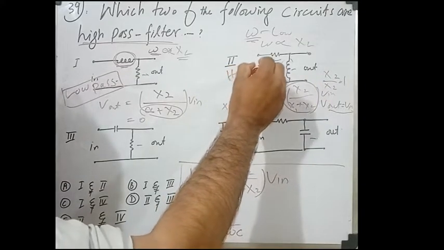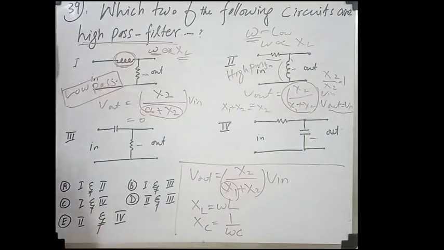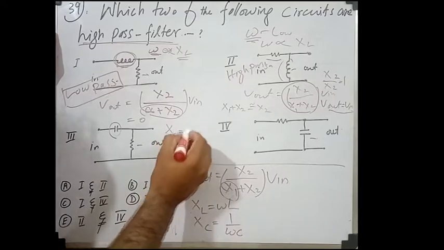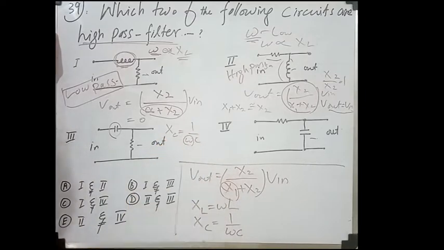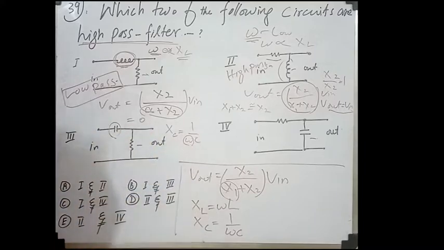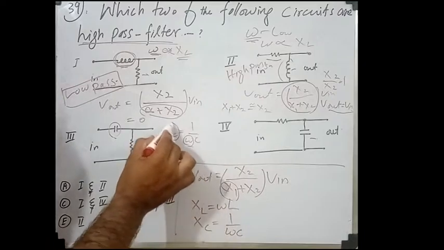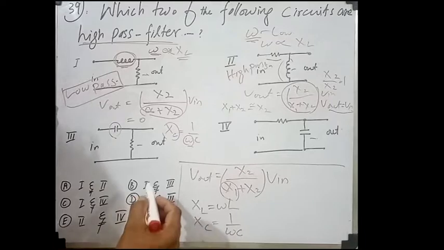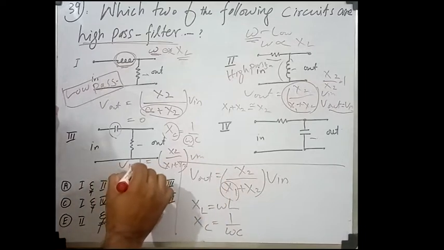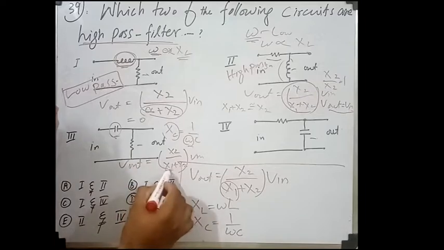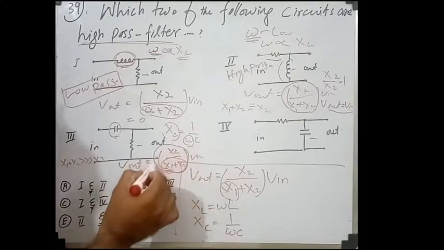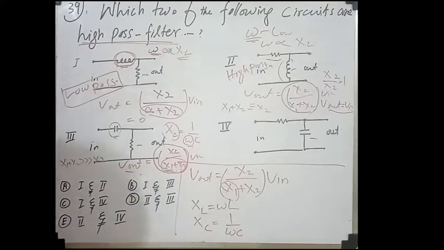Now in the third one, here is a capacitor. The capacitive reactance is inversely proportional to angular frequency. At low frequency this will stop the voltage, because at low frequency the capacitive reactance will be much higher. If it is very much higher, then in X2 divided by X1 plus X2 times Vin equals Vout, X1 is this one, and it goes to infinity. So X1 plus X2 will be much greater than X2, so this term goes to 0. So Vout goes to 0 at low frequency.